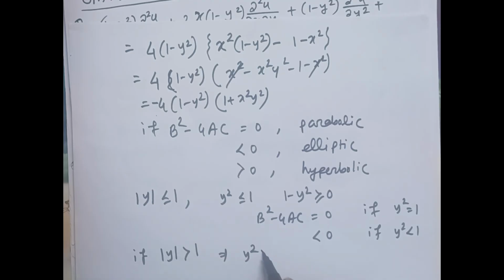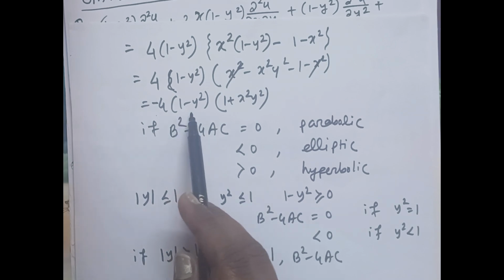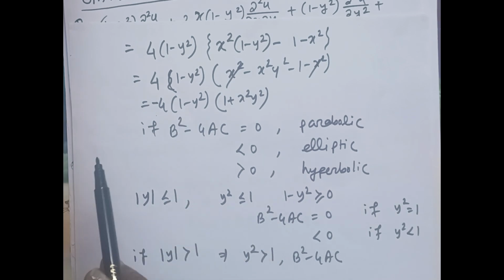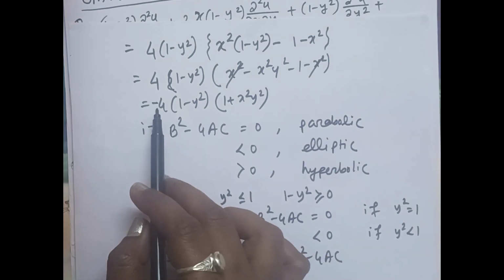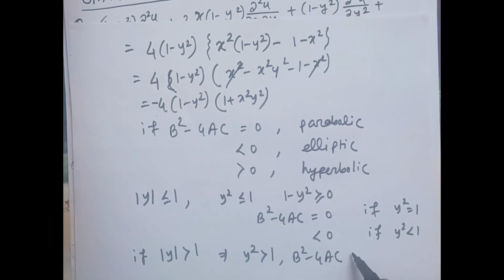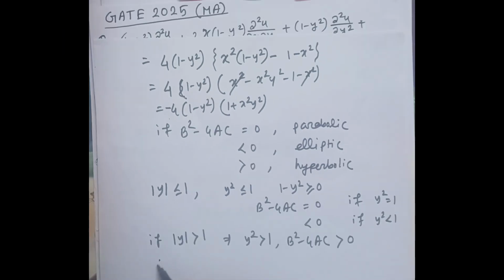And if mod y is greater than 1, then y square is greater than 1, and we can find b square minus 4ac. Because y square is greater than 1, 1 minus y square will in this case be less than 0, and multiplied with the minus outside, we can say b square minus 4ac is greater than 0, that is positive, and hence the region is hyperbolic when mod y is greater than 1.